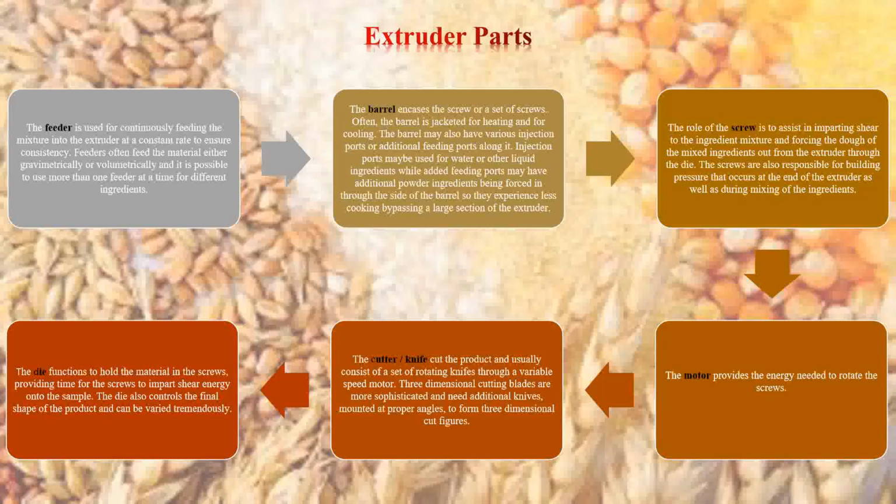And the last one is the die, which functions to hold the material in the screws, providing time for the screws to impart shear energy onto the sample. The die also controls the final shape of the product and can be varied tremendously.